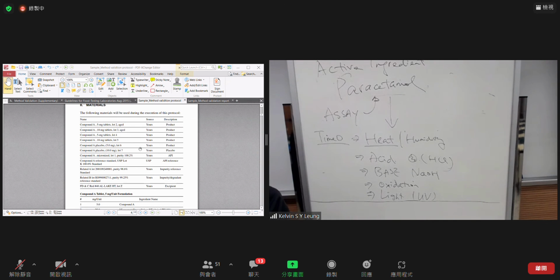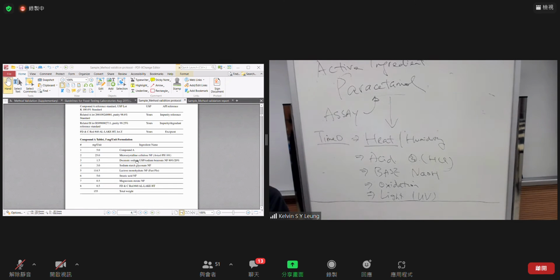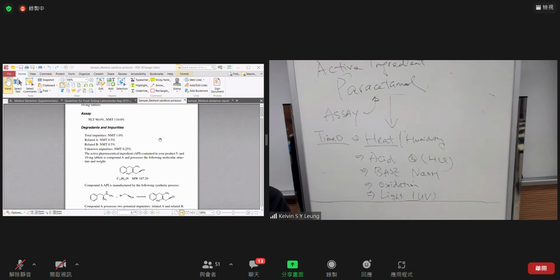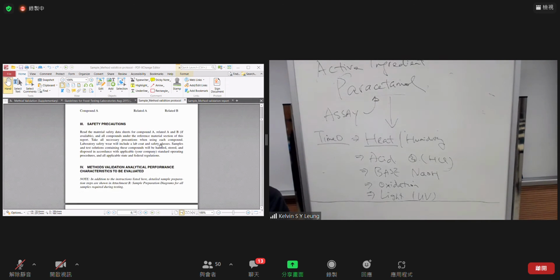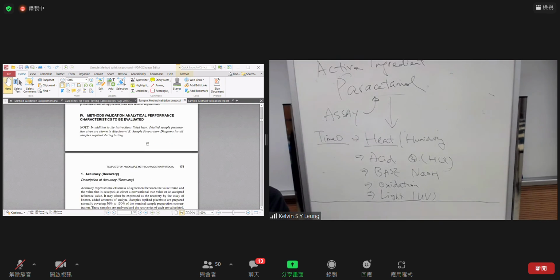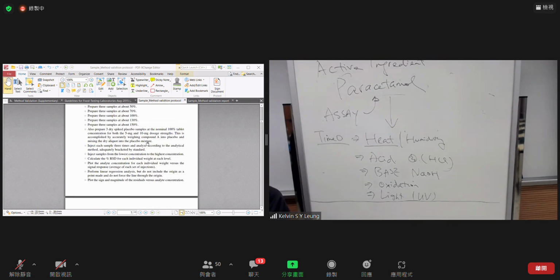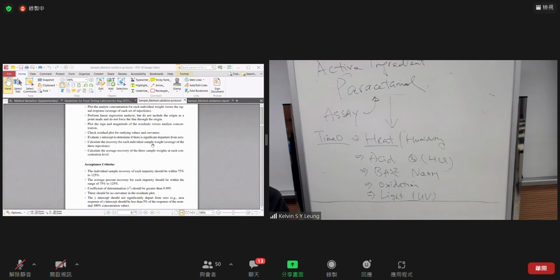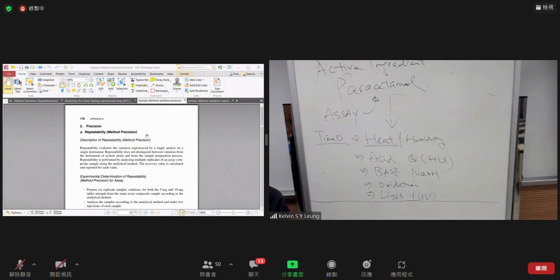This is the protocol, not the report. This is just the protocol because you have to design it. So you will list it all at the very beginning, because when you design the protocol, the analyst will use the protocol as a procedure to perform the method validation. The studies will include accuracy, and you can see some safety precautions also being listed. Recovery, acceptance criteria, all will be listed, and how the samples will be prepared, all being listed out in the protocol.